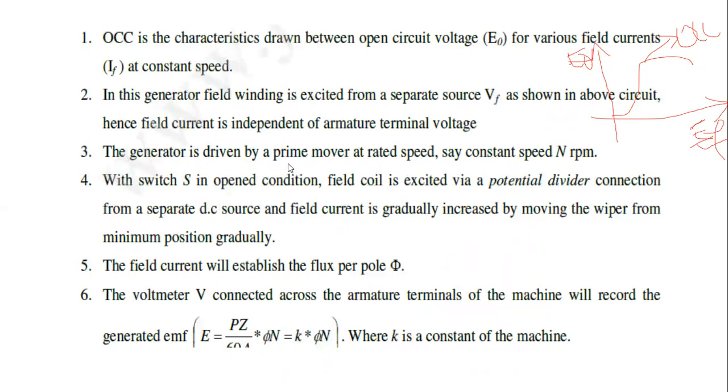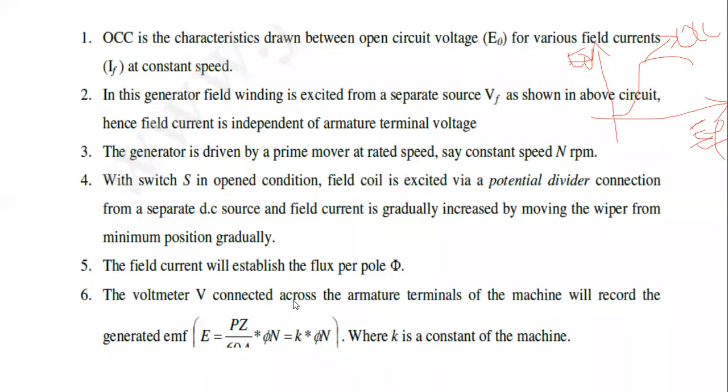The generator is driven by the prime mover at a rated speed, say a constant speed of N RPM. With switch S in the open condition, the field coil is excited by a potential divider connection from a separate DC source, and the field current is gradually increased by moving the rheostat position. Therefore, the field current establishes the flux per pole.